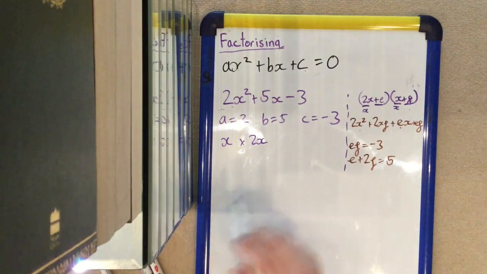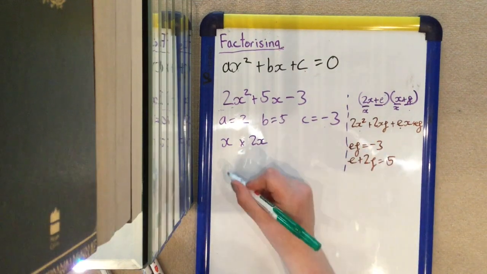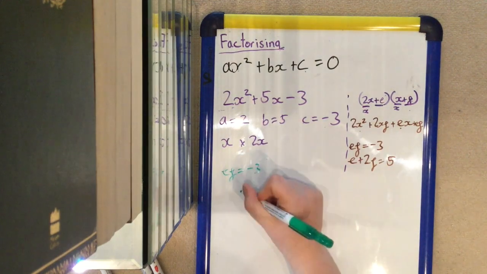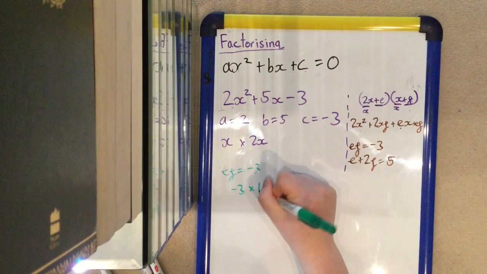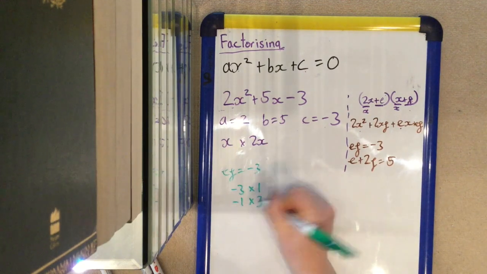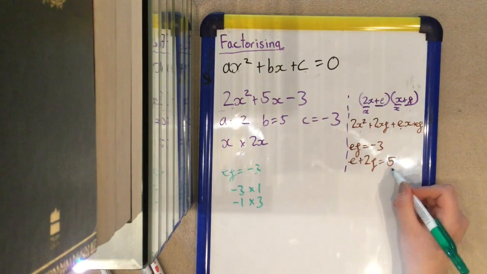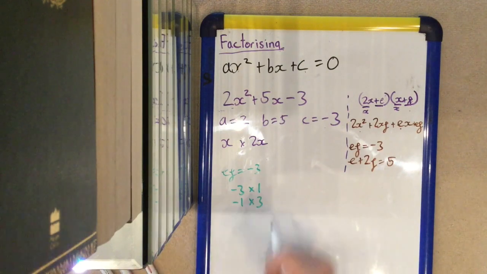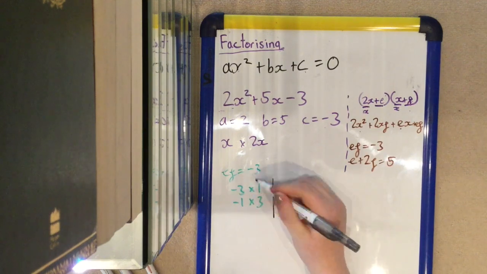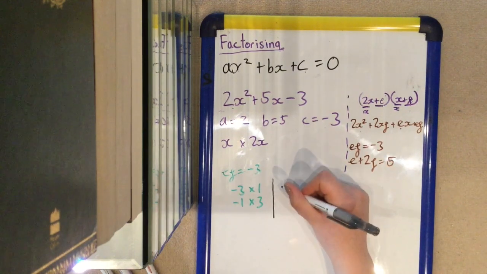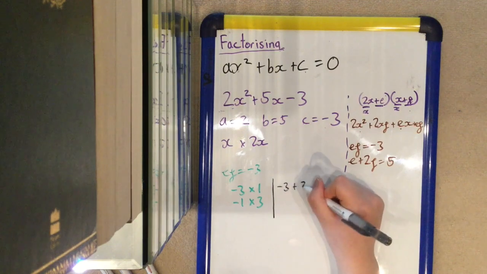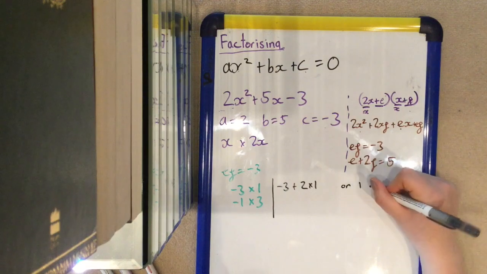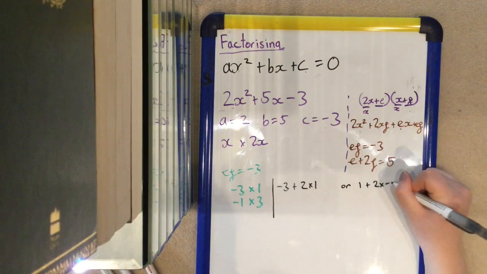Again, first thing to do here is you start with the multiplication. So e times f equals minus 3. My only options here are minus 3 times 1 or minus 1 times 3. The next thing to do is to try and get 5 in some possible combination. So we can do minus 3 plus 2 times 1, or 1 plus 2 times minus 3.